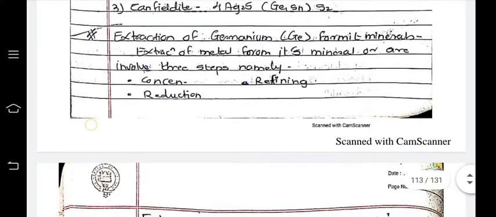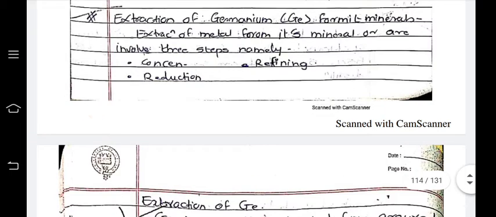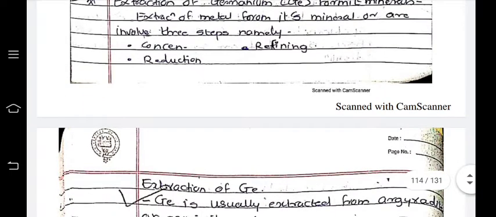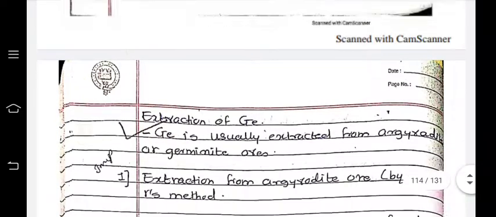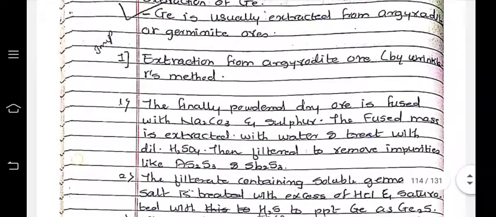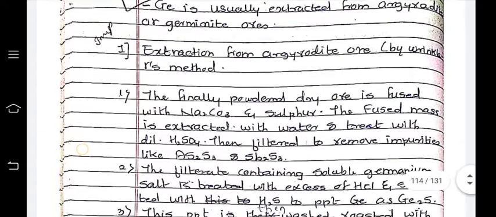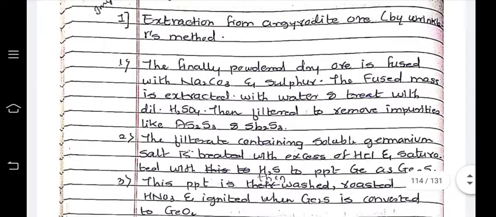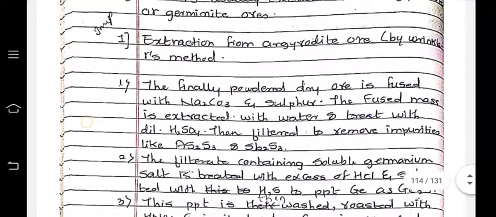Extraction of metals from their minerals involves 3 steps, namely concentration, refining, and reduction. Germanium is usually extracted from the germanite ores. Extraction from the argyrodite or germanite ores is done by the following methods.